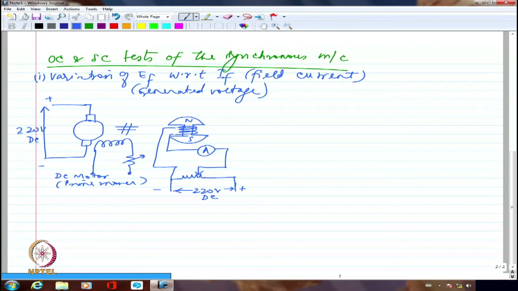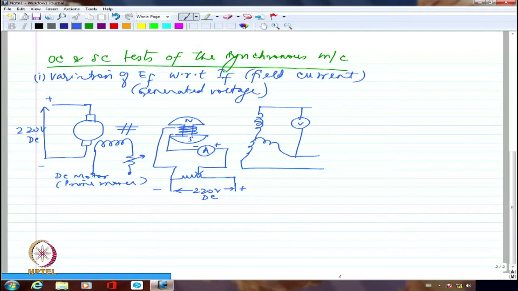So I will put obviously a DC ammeter here. Now this is actually going to have the armature. So this is the armature and it is open circuited, and I am going to put a voltmeter here. And I have to only make sure that I run it at a particular speed which corresponds to synchronous speed. That's about it. Nothing more than that.